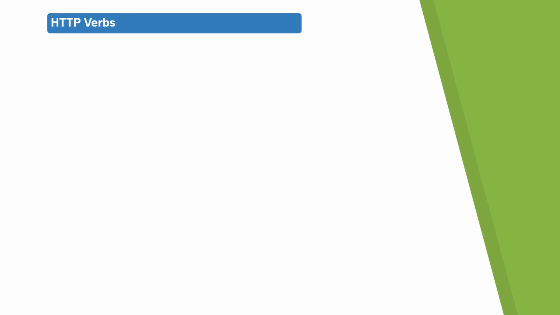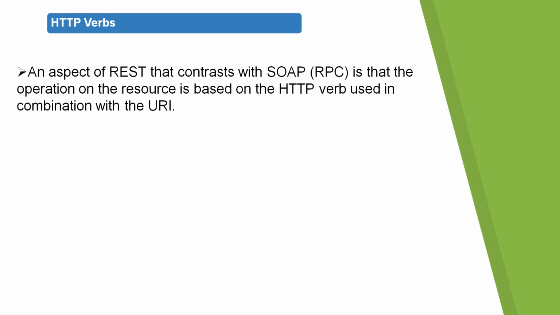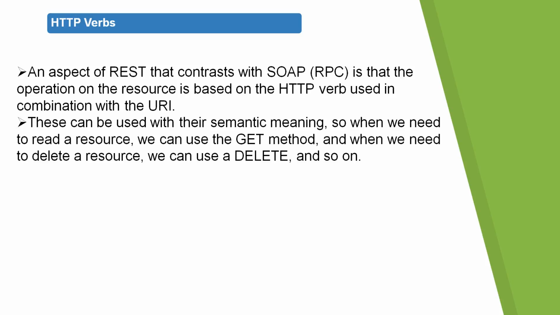So the important thing in HTTP is the HTTP verbs. Verbs means that there are some predefined verbs by which you can make the communication. An aspect of REST that contrasts with SOAP is that the operation on the resource is based on the HTTP verb used in combination with the URI. We will discuss it later. These can be used with their semantic meaning.